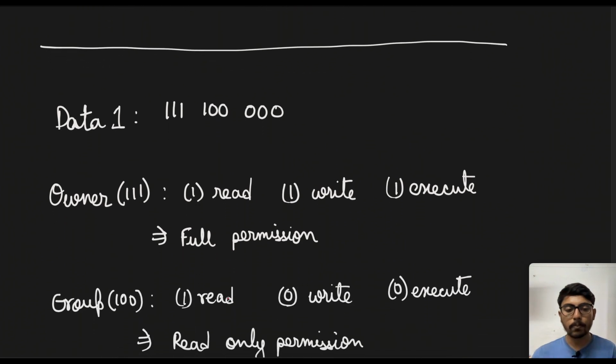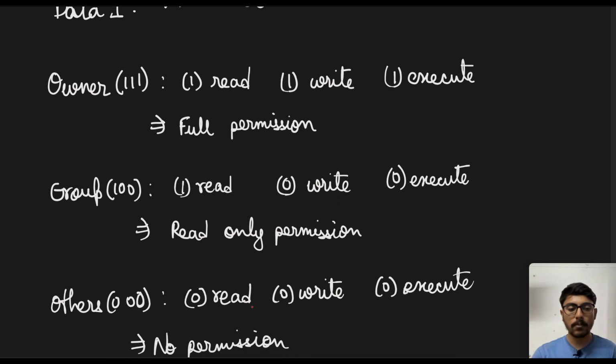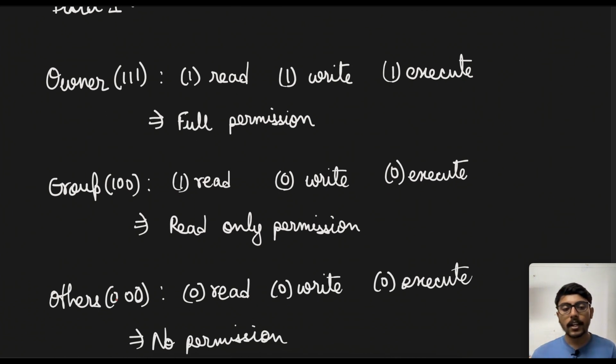Next we come to group. In group, the read bit is set, the write bit is unset, and the execute bit is also unset. This means that the group associated with the file is only responsible for reading the file. If we come down to the others part, it does not have any permission. It does not have read, write or execute permission. This means the file will not even be visible to others using the system. Only the group that has permission to this file can actually access or read the file.